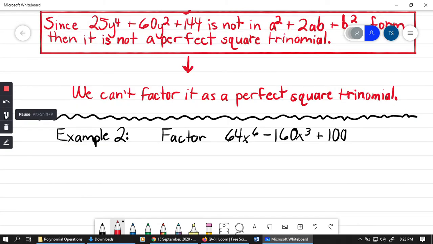Okay, so as another example, let's say we were asked to factor 64x to the sixth power minus 160x to the third power plus 100. So let's make sure that we've got the right parts here. Let's make sure that the 64x to the sixth power is a perfect square.